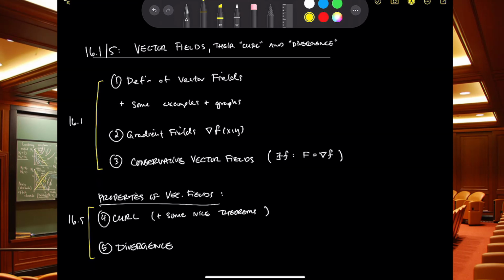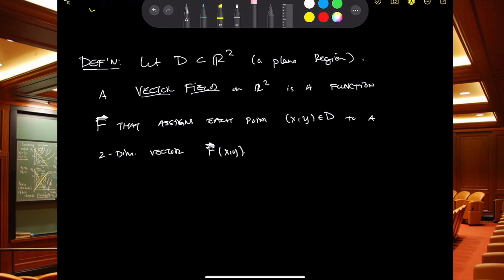So first, let's get into some definitions and some examples and graphs of what vector fields are. Okay, so a vector field is a function, and we have a vector notation on it, that assigns at each point in some domain D, some plane region for R2, a two-dimensional vector, and we give it big F of x, y. Okay, so it takes a point, and at that point, it assigns it a vector. So you can think about at each point in a plane, again, assigning or drawing a vector that has its base at that point and then its length and direction pointing off.